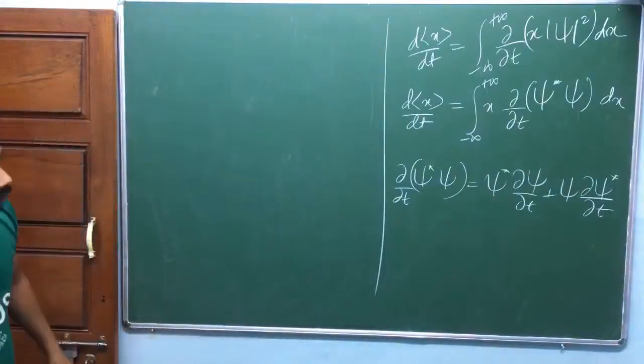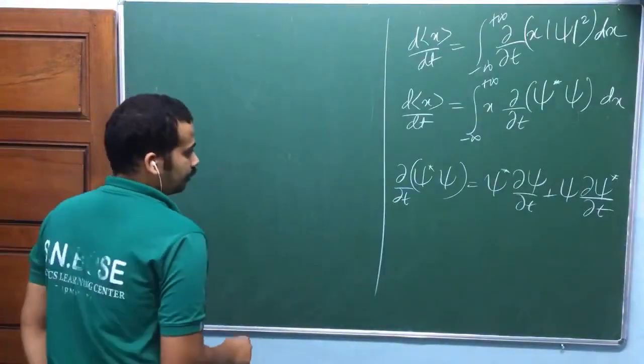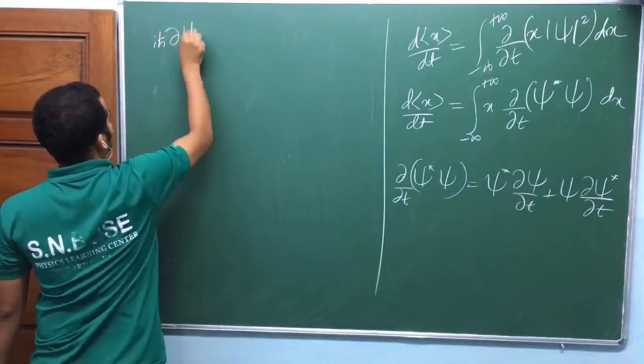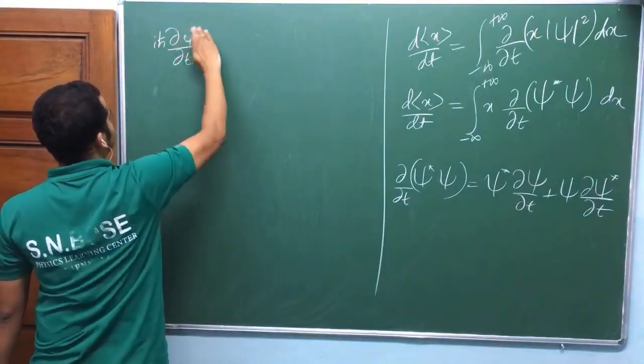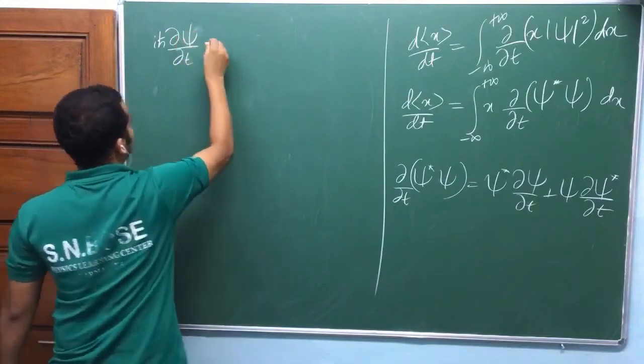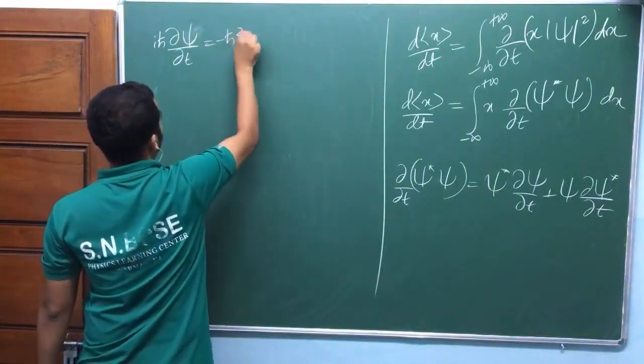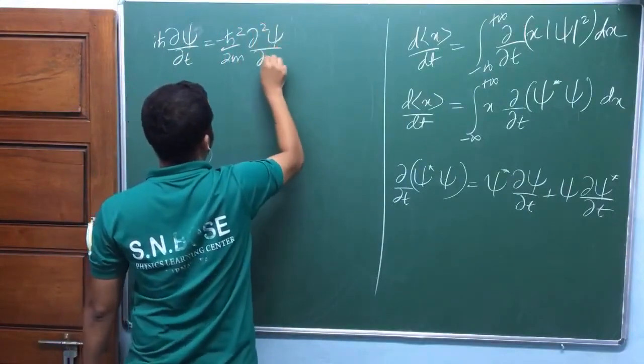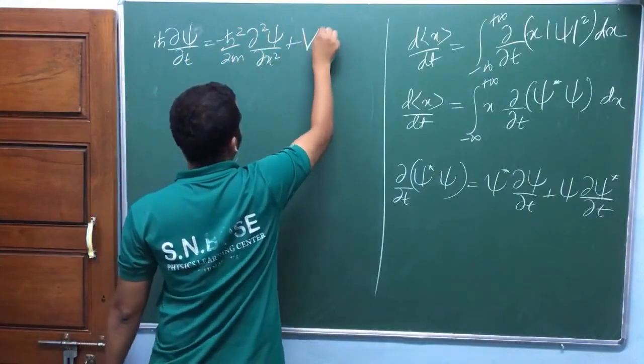Differentiation, UV formula. Now look at here. What I do here is I'll take the Schrodinger equation: iħ ∂ψ/∂t. This should be capital Psi, okay? But anyway, that's equal to minus ħ² by 2m ∂²ψ/∂x² plus V of ψ.